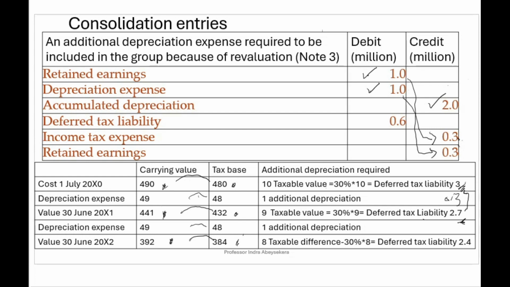It is 2.4. So there's a decrease in the deferred tax liability of 0.3. For the 2 years, the decrease in deferred tax liability is 0.6 because the asset has been used up and the carrying value progressively is reduced.